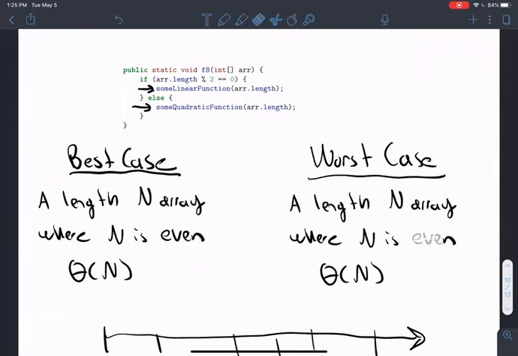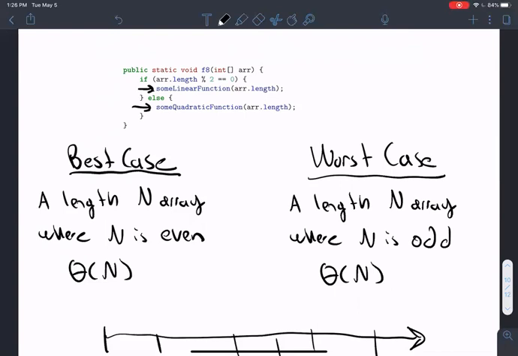I have a question. Yeah, go ahead. We're not allowed to say something like array.length is less than or equal to some number. What if the condition was array.length is less than or equal to 100 or something? Then we're not allowed to limit the size of n, right? Yeah, so then we would not have a best or worst case, because you can't assume n is less than 100.